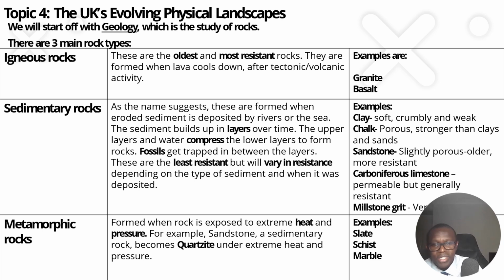In a lot of cases, fossils that have dropped down to the bottom of the ocean, for example, are going to be trapped in between the layers. Not the sedimentation process actually, but the cementation process, so they will tend to hold these layers or particles or sediments together. Over time, this builds sedimentary rocks, and these are the least resistant types of rock. Examples here are clay, chalk, sandstone, carboniferous limestone, and millstone grit.